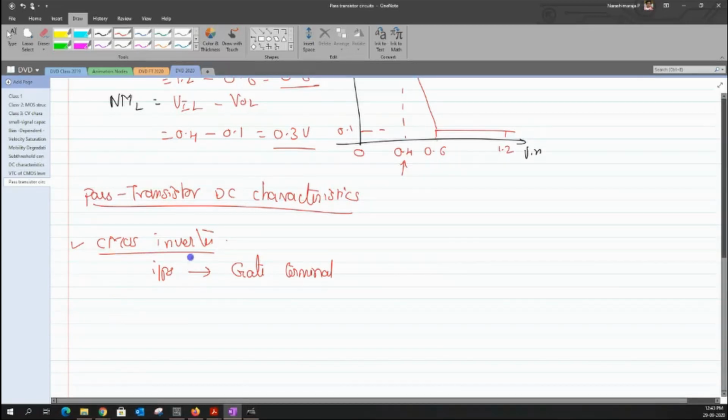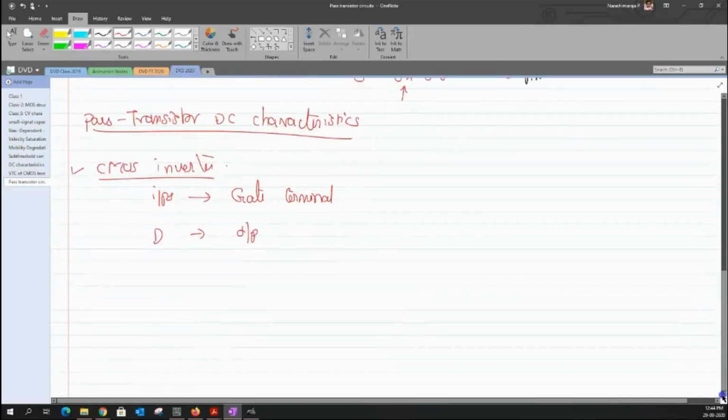So in general, whenever you try to build any CMOS logic, the inputs are always fed to the gates, and the outputs are taken out from the drain terminals. From the drain of a particular transistor, not from all the transistors, the drain of a particular transistor is taken as an output. This is how we have been using it.